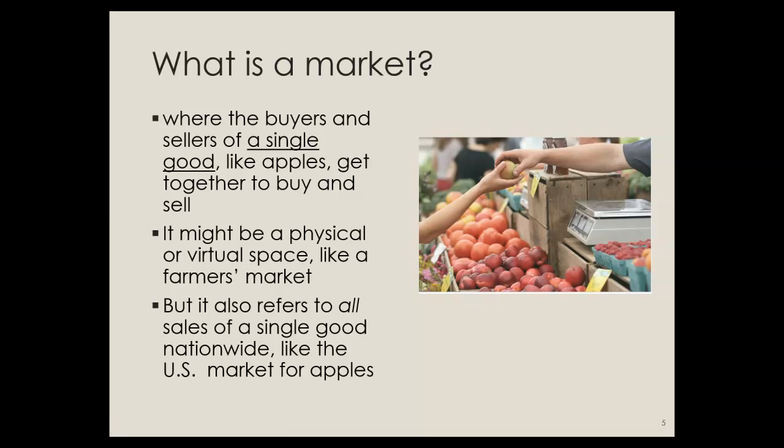It could be a physical space, like the farmer's market that is shown in the picture here, where people are buying and selling apples. Or it could be a virtual space. You go on Amazon and you sign up for the delivery of a carton of apples. That would also be a market. We can also use the term market to define the place, quote unquote, where all the sales of a single good nationwide take place. So we talk about the US market for apples. That is, all of the apples that are changing hands in the United States.